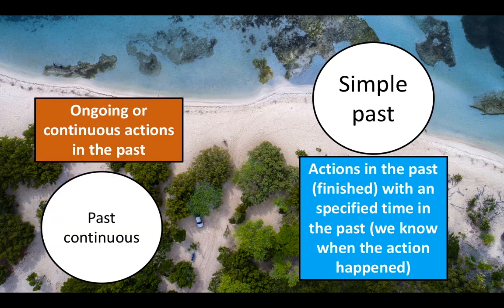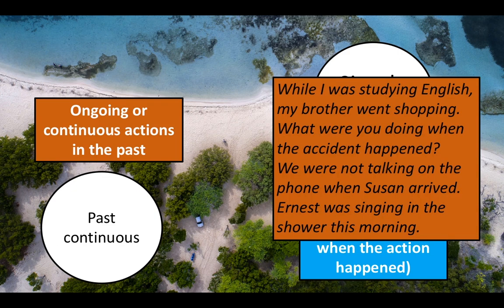Now let's see some examples of sentences in the past continuous. While I was studying English, my brother went shopping. While I was studying English is a sentence in the past continuous. Remember that we use the past continuous with the simple past to describe when one action happens after the other or when it happens at the same time. While I was studying English, my brother went shopping. First, I started studying and then my brother went shopping.